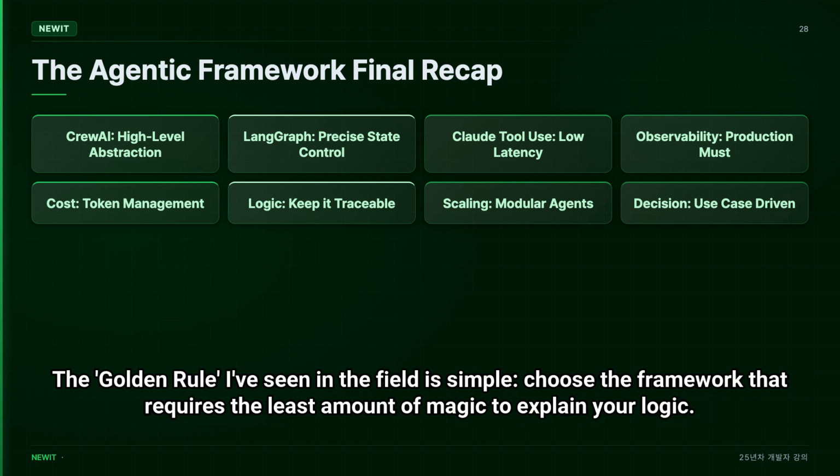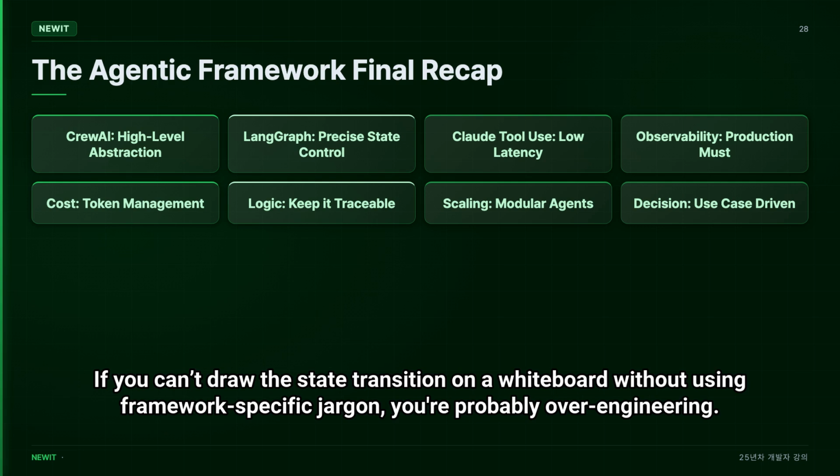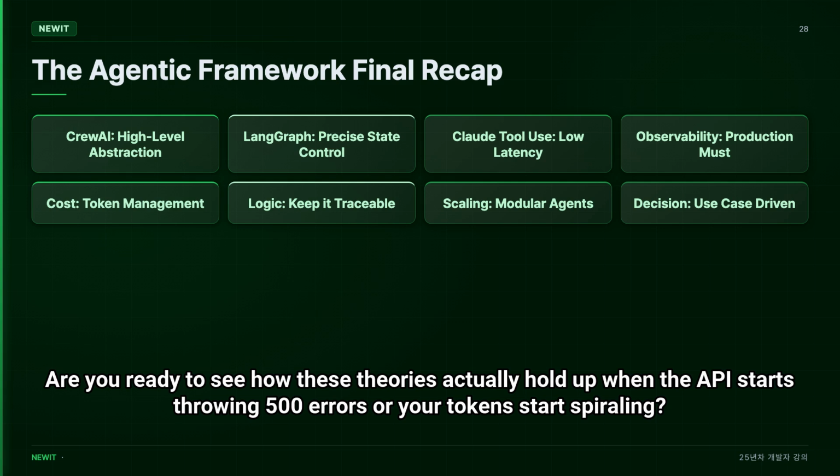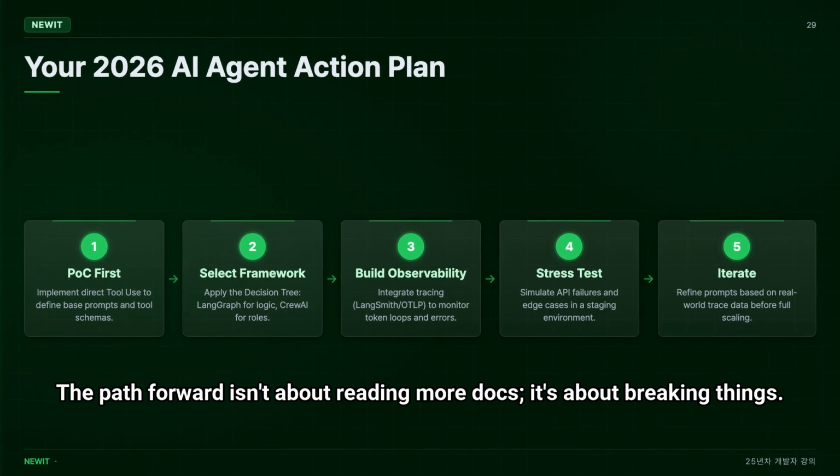The golden rule I've seen in the field is simple. Choose the framework that requires the least amount of magic to explain your logic. If you can't draw the state transition on a whiteboard without using framework-specific jargon, you're probably over-engineering. Are you ready to see how these theories actually hold up when the API starts throwing 500 errors or your tokens start spiraling? The path forward isn't about reading more docs.